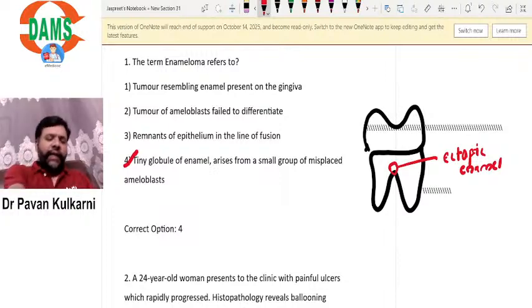Basically we know that enamel is formed by a cell called ameloblasts. Some of the ameloblasts, during the formation of the root, get displaced or misplaced. They change their position, but their function is to produce the enamel matrix. So they start producing enamel matrix and finally an ectopic enamel at the furcation area. This is known as the enameloma.